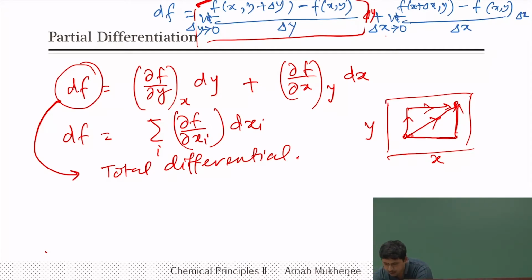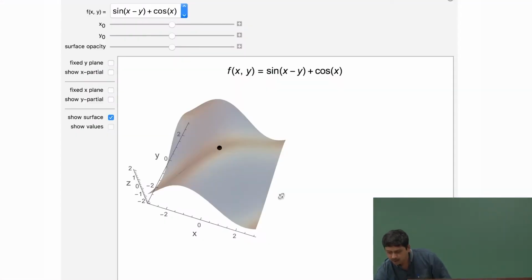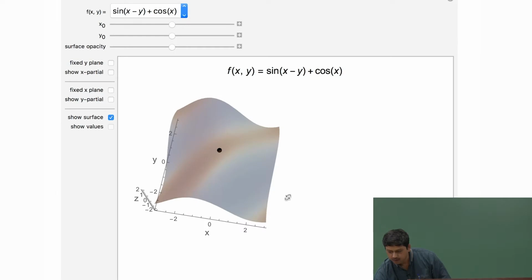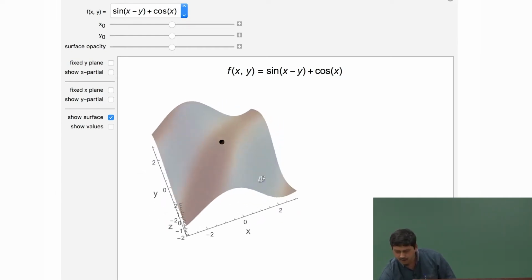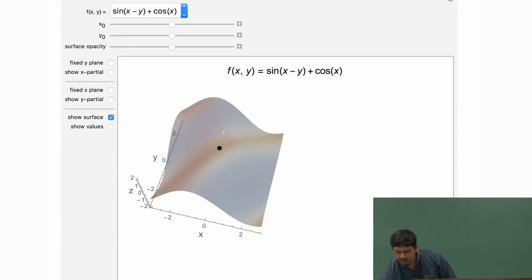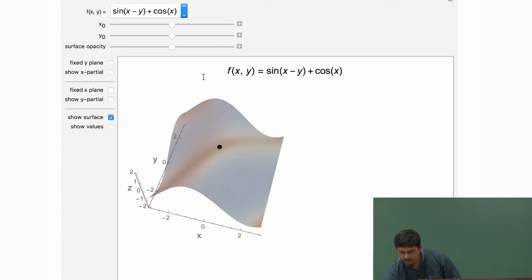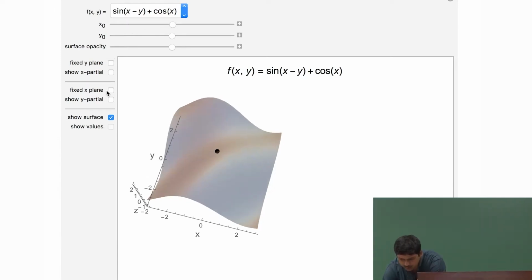differentiation looks. So, for example, here we are showing a particular function f(x, y) = sin x minus y plus cos x, some function is drawn here. Okay. And this is one particular point here, some x0, y0, we can vary the point also along x0. See, along x0 it has some minima, along y0 it has some minima. So, let us take that point here, and then we can show how the derivative looks.